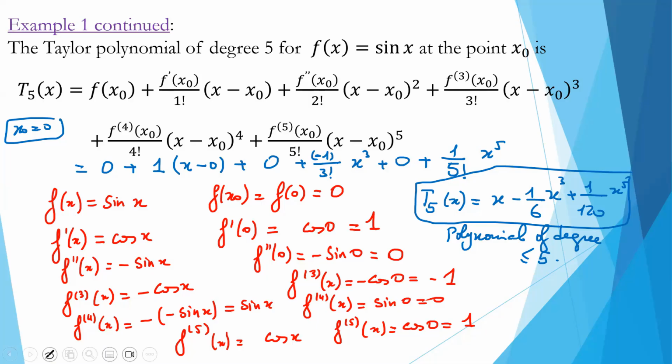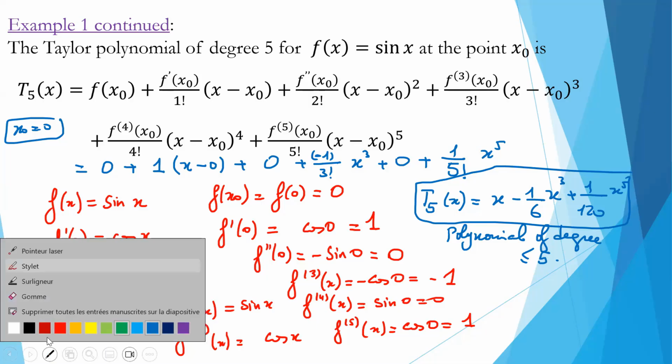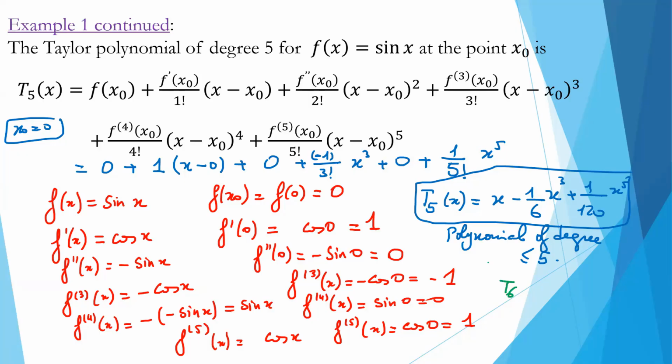If you want to go till T6, we have to calculate the derivative of order 6. But the sixth derivative will be minus sine, and evaluated at 0, it will give 0. So T6 will also be the same for this function. T6 or T5 will give the same Taylor polynomial. Okay, so this is the Taylor polynomial.